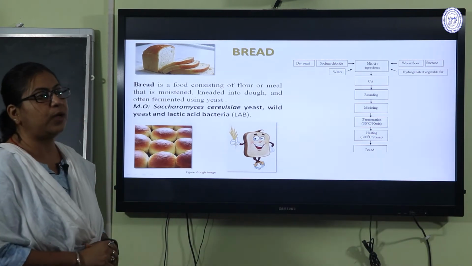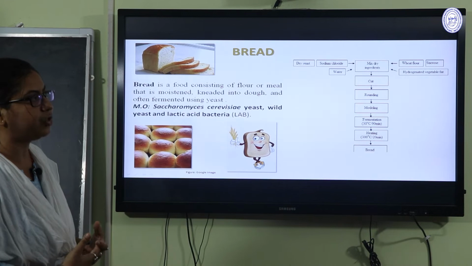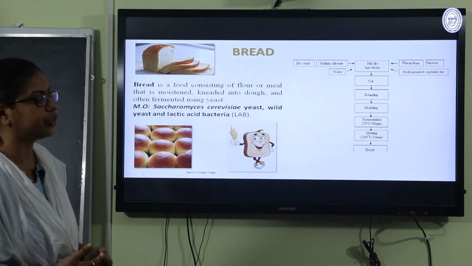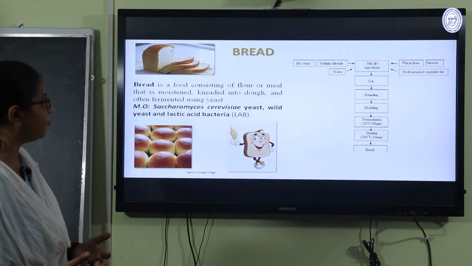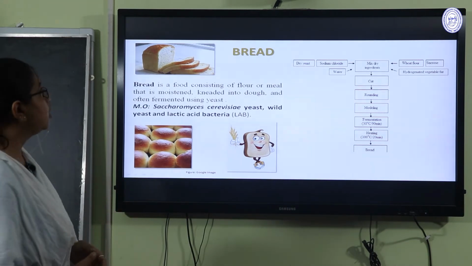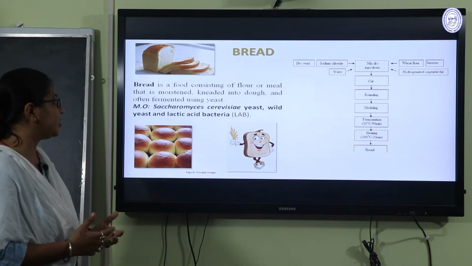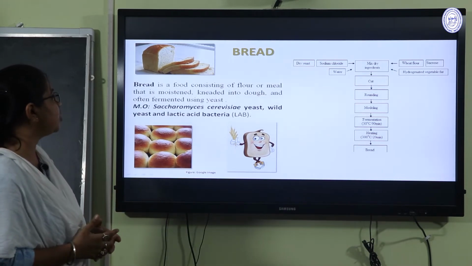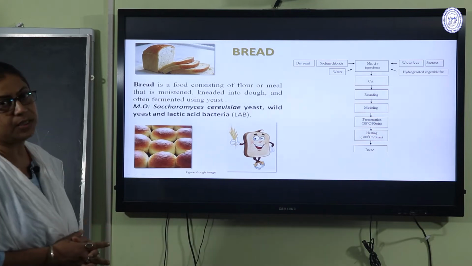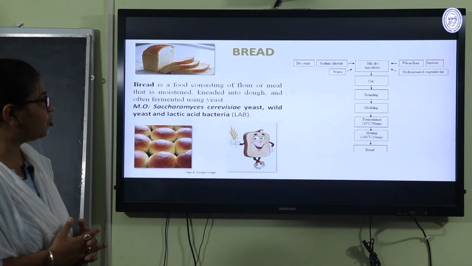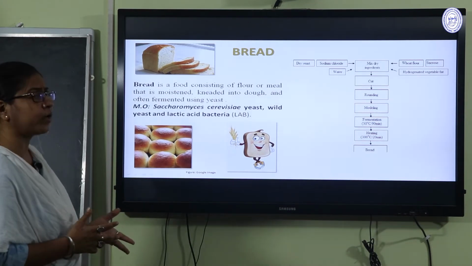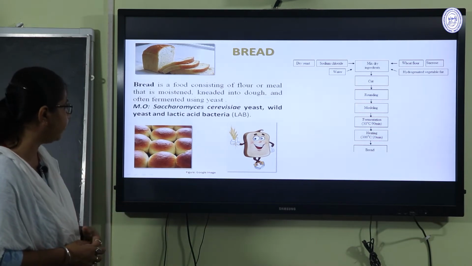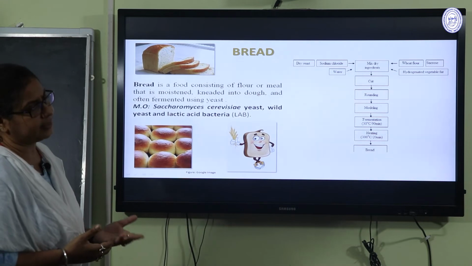So next one is bread. We have a very common picture every morning: we take our breakfast, and usually all of us take bread and butter. So now we're dealing with bread. What we know as bread is food consisting of flour and meal that is moistened and kneaded into dough and often fermented using yeast. The most popular microorganisms involved in making bread are Saccharomyces cerevisiae, yeast, and lactic acid bacteria.